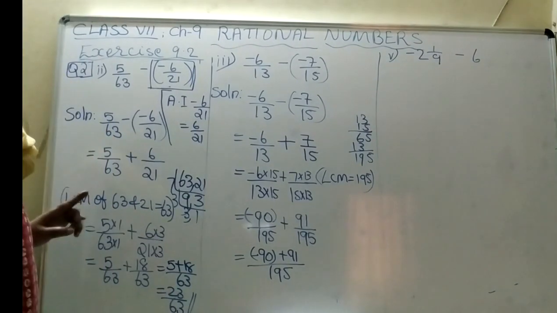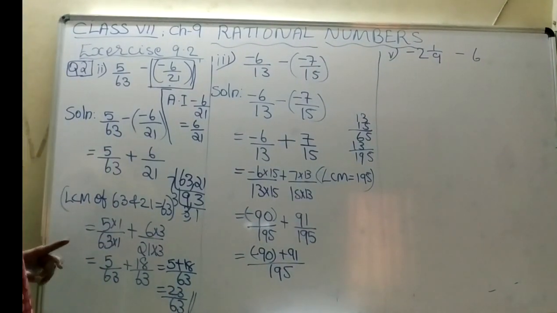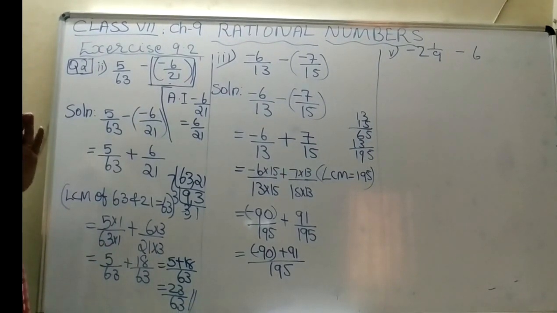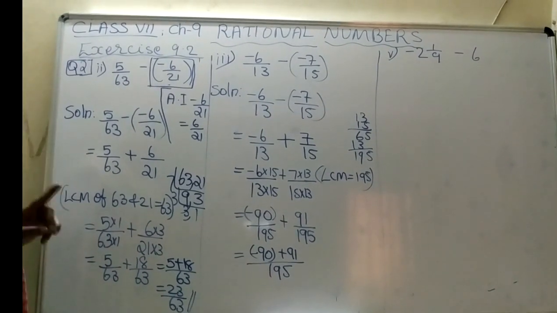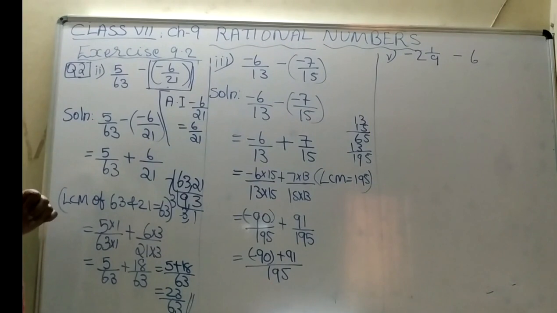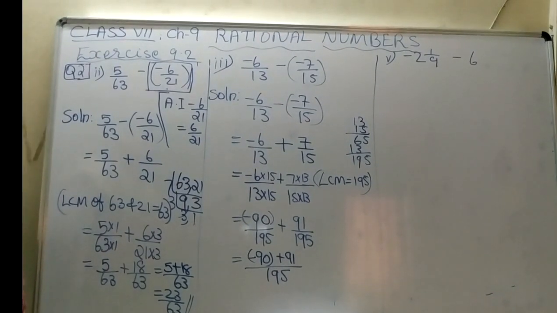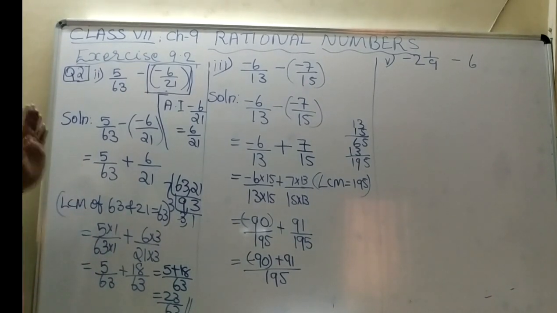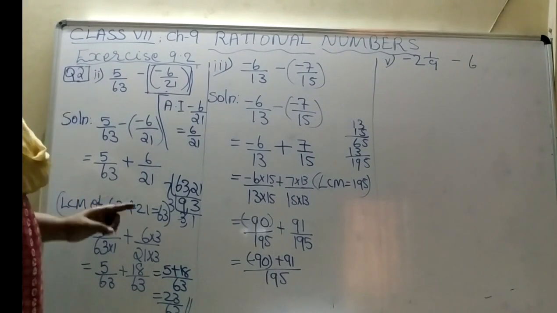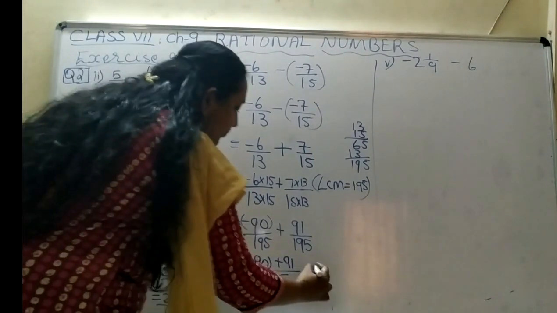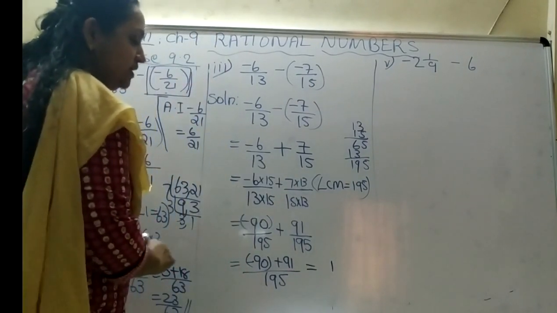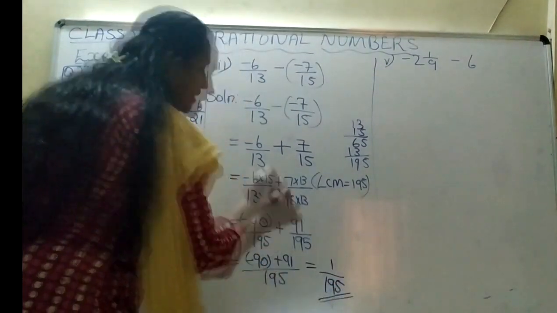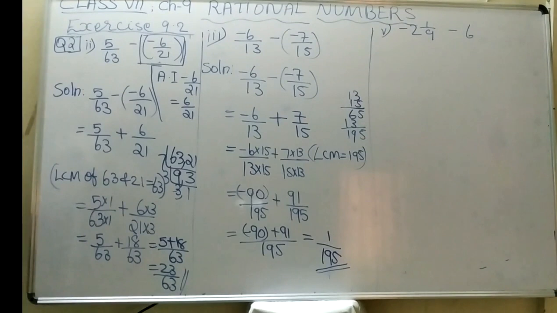See here, 90 is having negative sign and 91 is having positive sign. Here you can apply the rule of addition of integers. Signs are different, then you do bigger number minus smaller number and put the sign of the bigger number. Here the bigger number is 91. So you subtract the smaller number 90 from 91. So we are getting 91 minus 90 equal to 1. Sign of the bigger number is positive. So plus 1 divided by 195. So the answer is 1 upon 195.